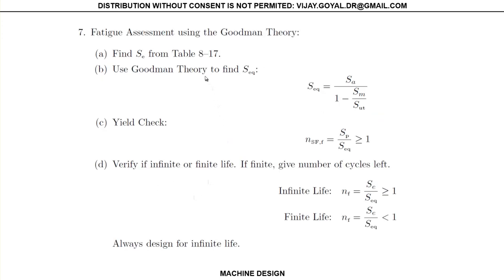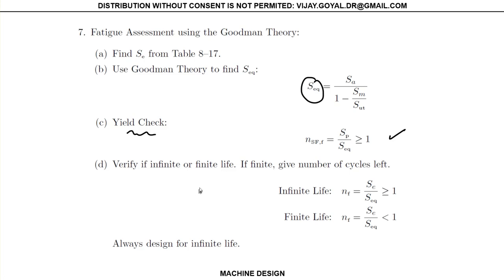Then I move on and I calculate my Goodman theory equivalent stress. This is my Goodman stress. Do your check. If it's bigger than or equal to 1, then we're good. You're ensuring that no yielding will ever take place.